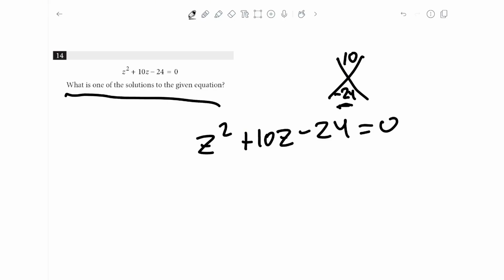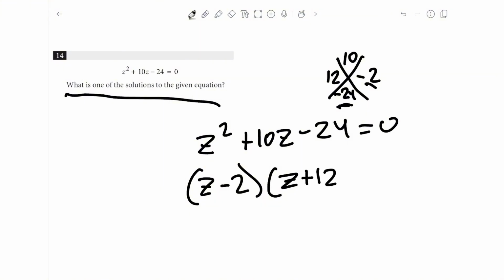So the two numbers coming to mind for me are negative 2 and positive 12, because when we add them up, we'll get 10. When we multiply them, we're going to get negative 24. So now we can rewrite this in factored form. Z minus 2, because our 2 is negative, and Z plus 12, because our 12 is positive.